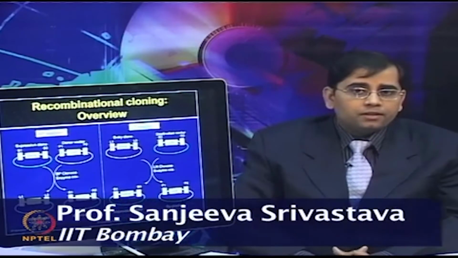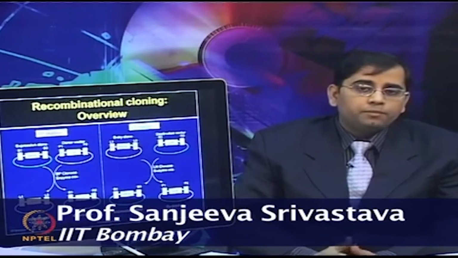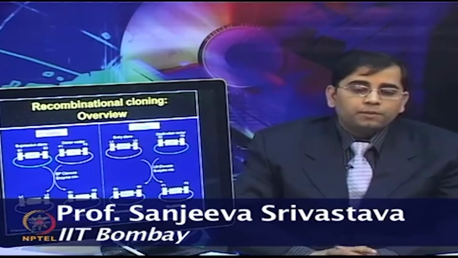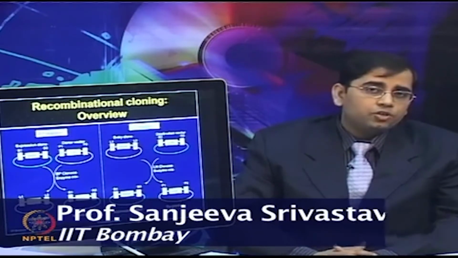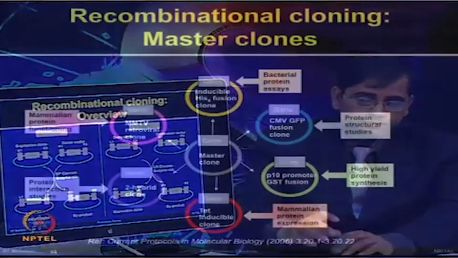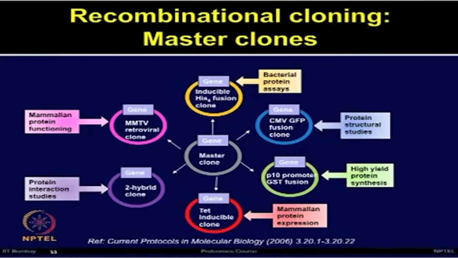So, the two steps are very quick. From the BP reaction, you can generate the entry or the master clones, which can be further used for transferring the gene of interest to the destination vector of your requirements. Now, once these master clones are generated, these are almost like gold clones. This repository can be very useful for various applications.